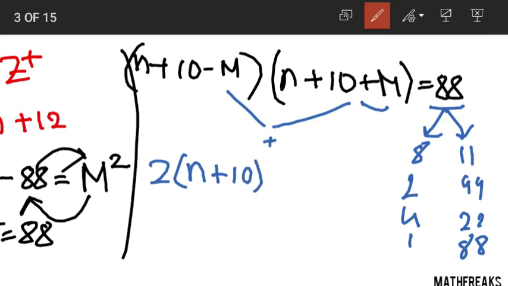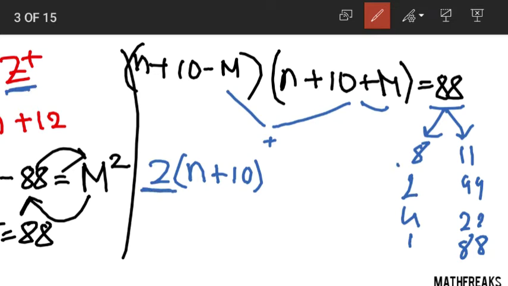Now there are so many cases, right? Now how to eliminate cases? This is the main part of PRMO. You have to eliminate the cases to save up your time. So see, since n belongs to a positive integer, n has to be an integer.